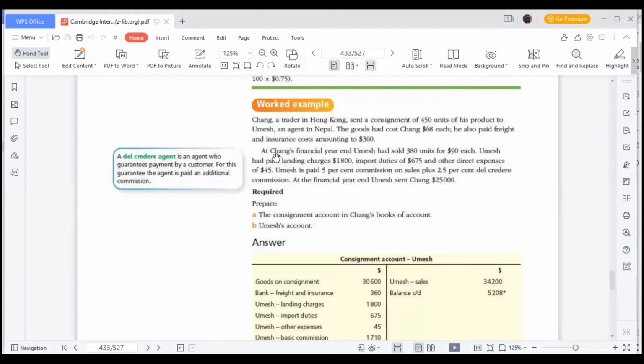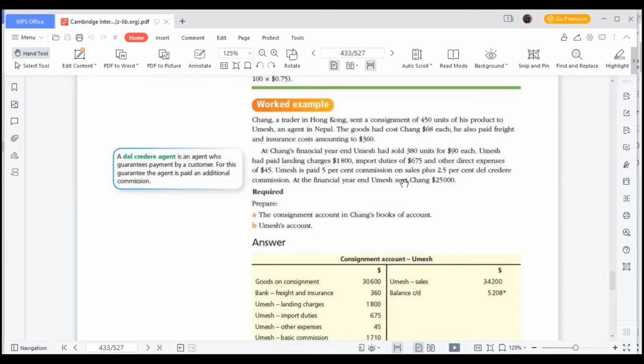At Chang's financial year end, Umesh had sold 308 units. So out of 450, he has only sold 308 units, which means 70 is remaining for 90 each. Umesh had paid landing charges 1800, import duties 675, and other direct expenses 45. Umesh is paid 5% commission on sales plus 2.5% bill credit commission. So what is bill credit? It's an agent who guarantees payment by a customer.